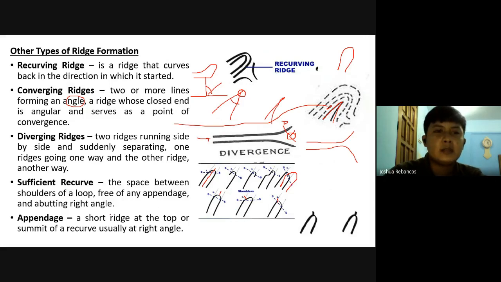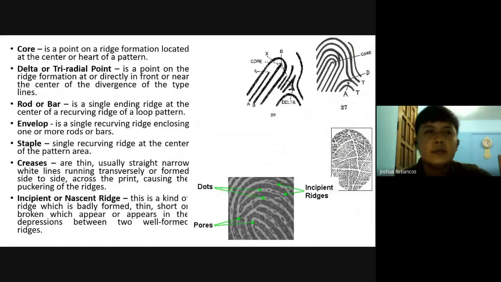Pag appendage naman, ito naman yung short ridge at the top or summit of a recurve, usually at the right angle. Ito yung appendage. Okay, nahanapan natin siya sa taas ng isang recurve. Okay? So, we have the core.